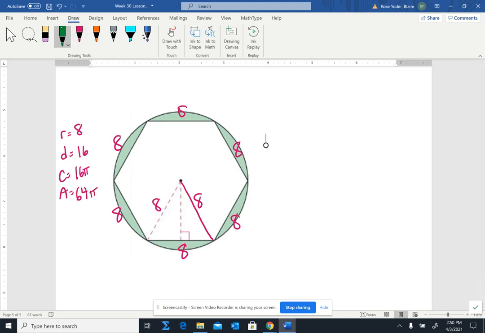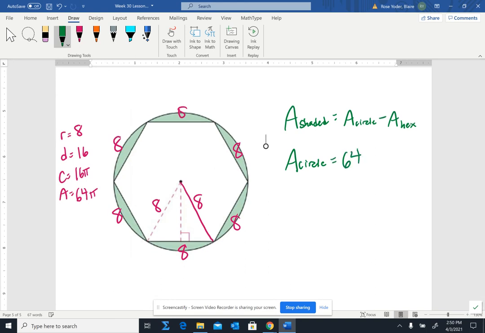So to do the shaded region, I like to look for which one's bigger. This time it's the circle. And then somebody cut out the hexagon and took that away. So we have our circle area already. It is 64 pi. Then we have to remember how to do this hexagon area that we learned how to do a couple weeks ago. So remember that we take the 8 and we split it into 4 and 4, and then the height is 4 root 3.